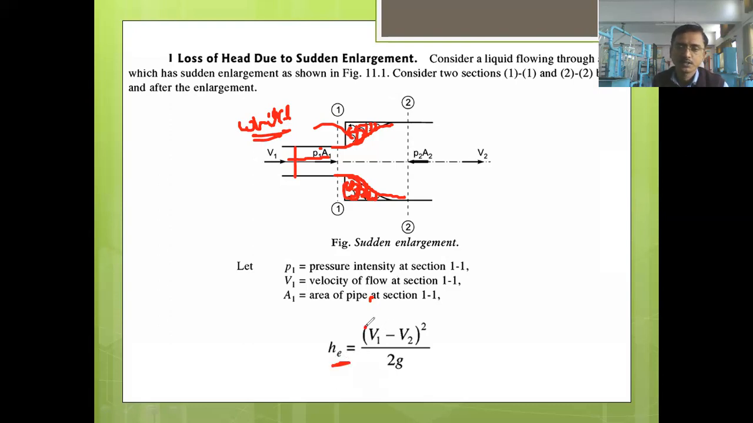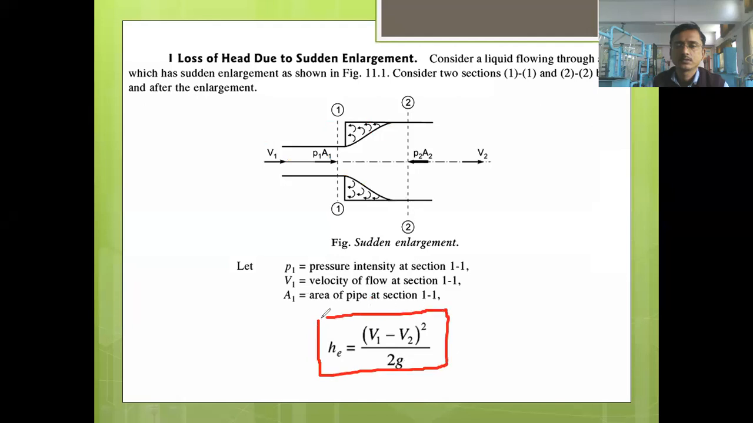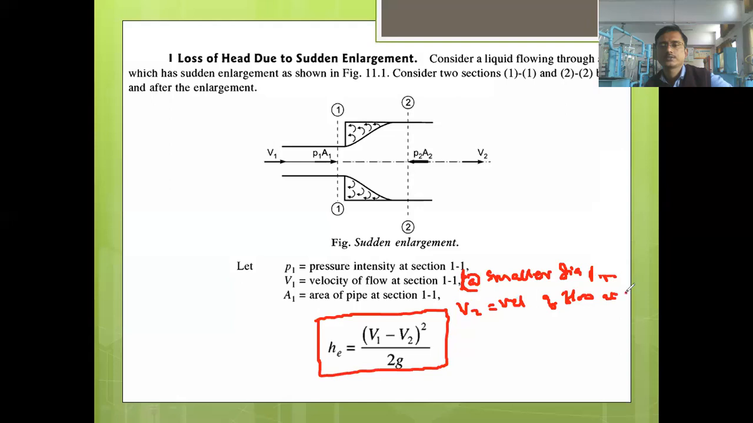He is equal to, write the formula, V1 minus V2 bracket square divided by 2g, where V1 is the velocity of flow at section 1,1 or at smaller diameter pipe, V2 is equal to velocity of flow at section 2,2 or at larger diameter pipe.